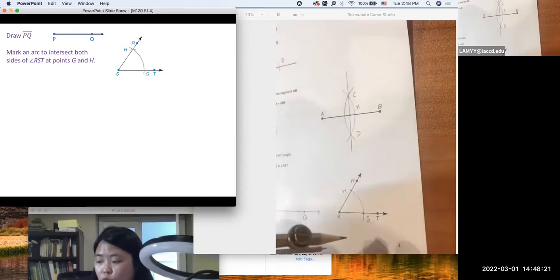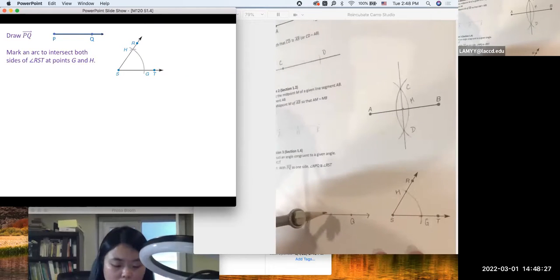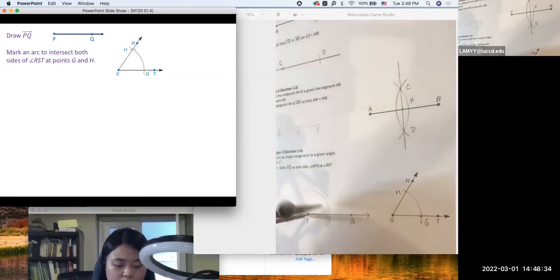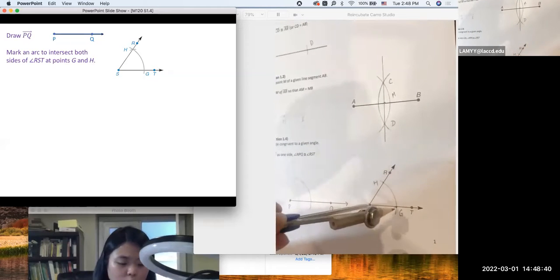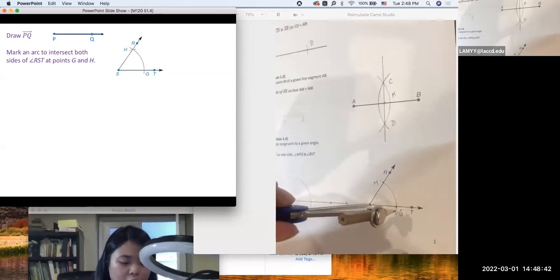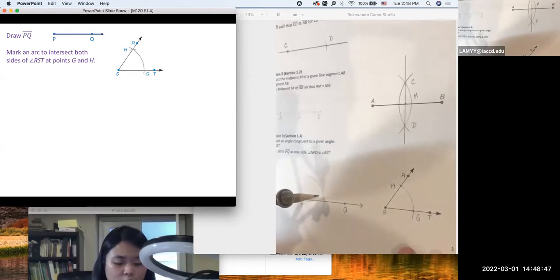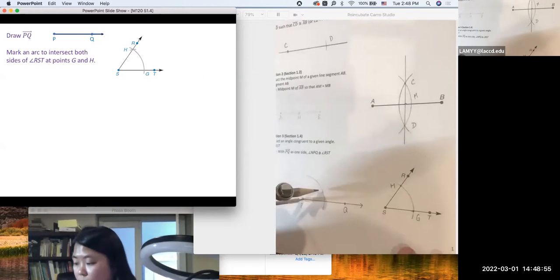And then we're going to use the same radius to mark an arc to intersect the PQ. One more time. Use the S, point to the S, get an arc with the GH. Keep the same radius, and then go to the P, mark an arc to intersect the PQ here. Okay, right?